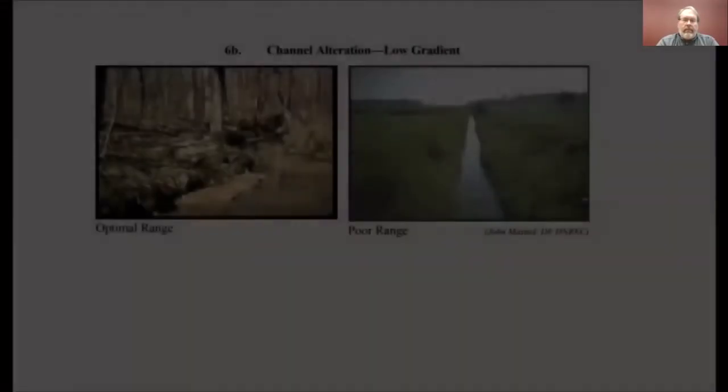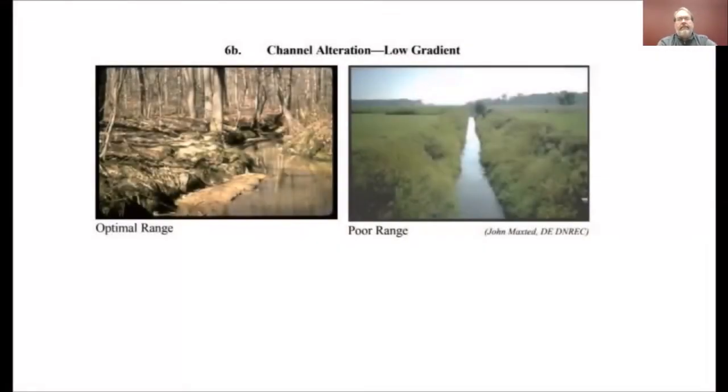And now let's move on to the next category, channel alteration. This measures the impact people have made in changing the path of the stream. For example, many streams are straightened or deepened in order to prevent flooding.